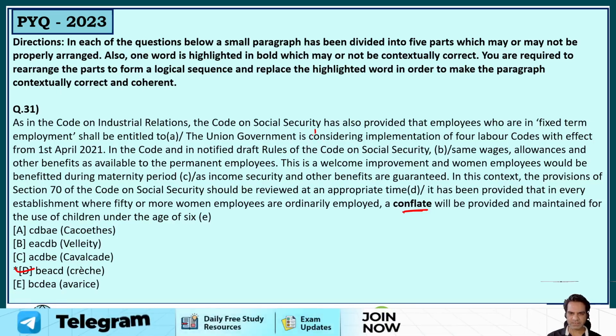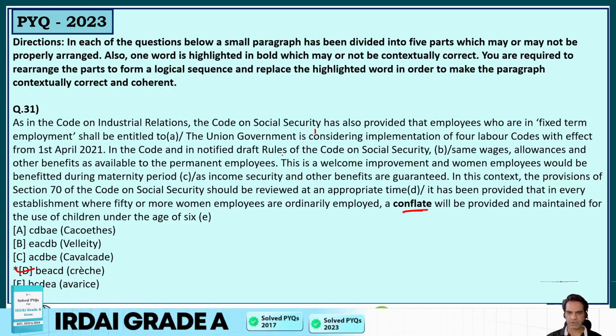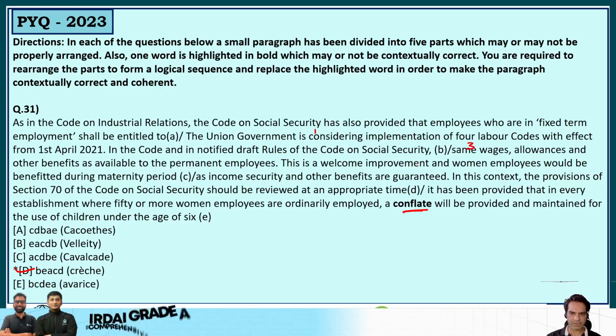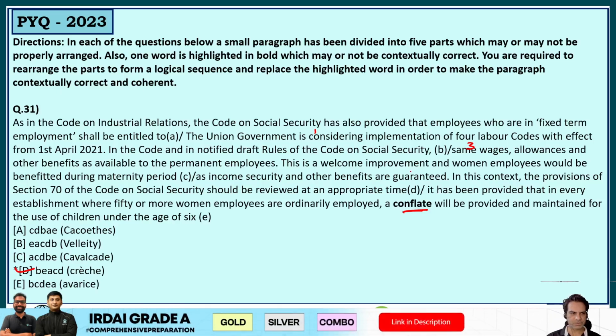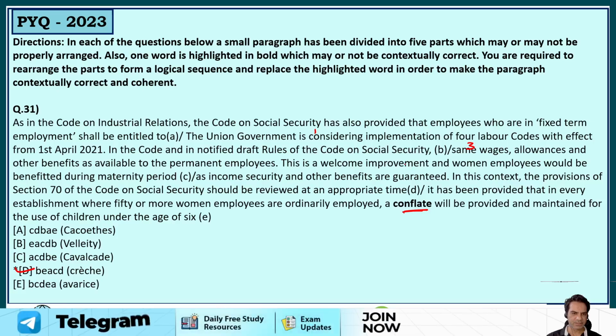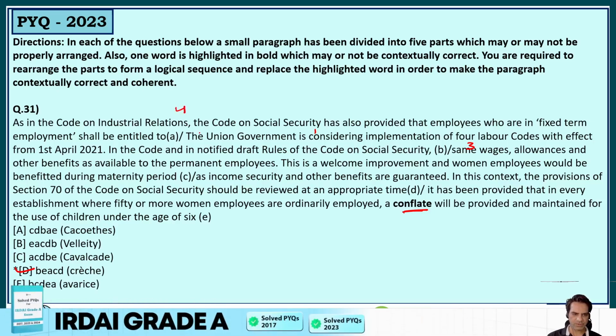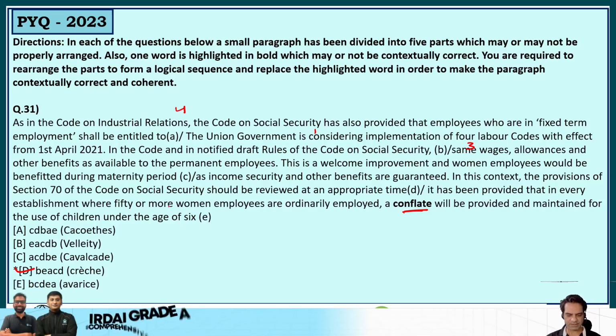The union government is considering implementation of 4 labor codes with effect from 1st April 2021 in the code and in notified draft rules of the code on social security. Then it should be C. Same wages, allowances and other benefits are available to permanent employees. This is a welcome improvement and women employees would be benefiting during maternity period. As I think then it should be as in the code on industrial relation. Yes. Then it should be A, then it should be C, right? So BEACD, option D is your correct answer.